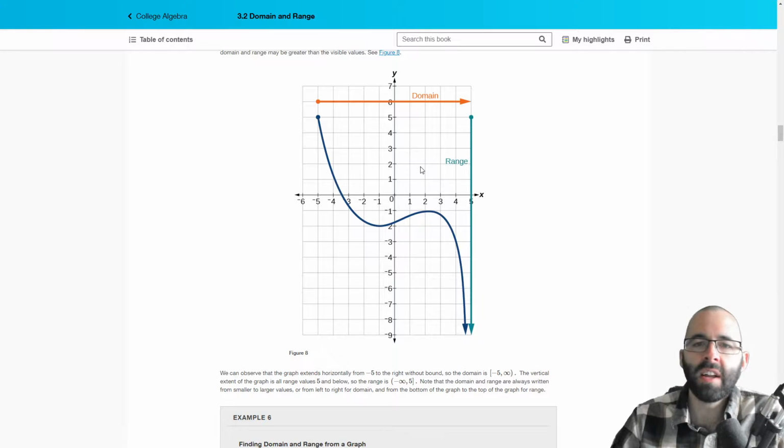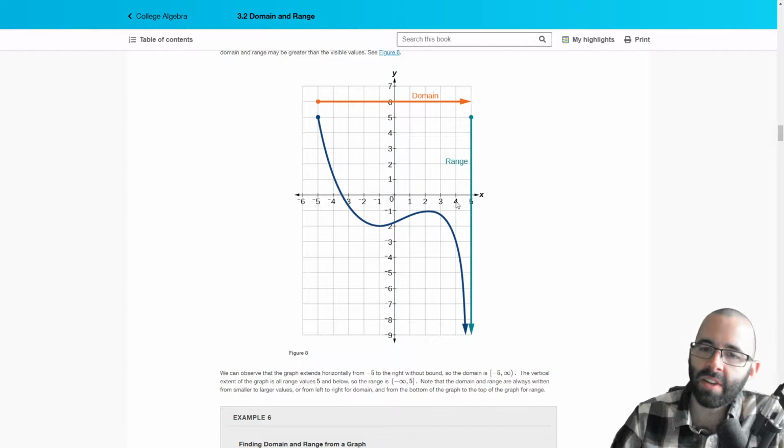So for domain, you just find how far to the left this graph goes. So you just trace the graph. How far to the left does it go? All right, this is how far. What is x here? -5. How far to the right does it go? It keeps on going forever. One way that you can do it is to graph a number line right here. The number line correlates to the function as well. You can see if you write it like this, it really is -5 to infinity.